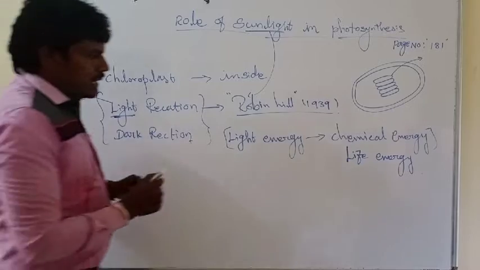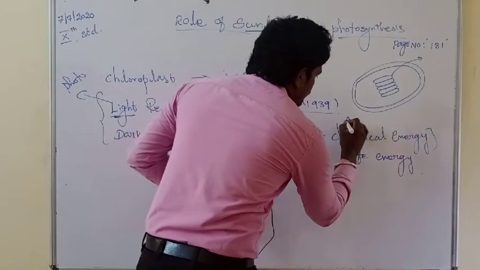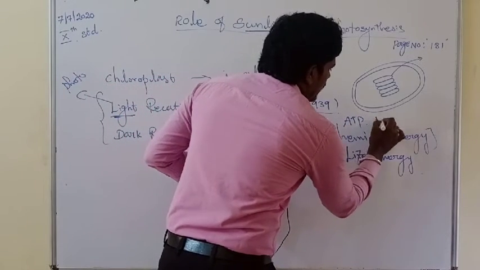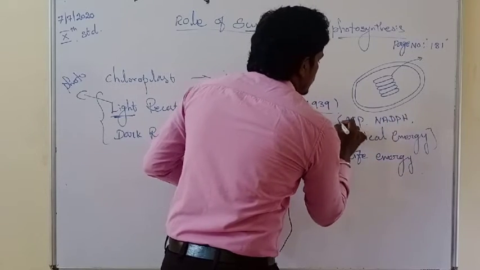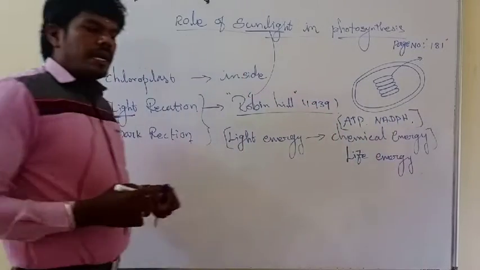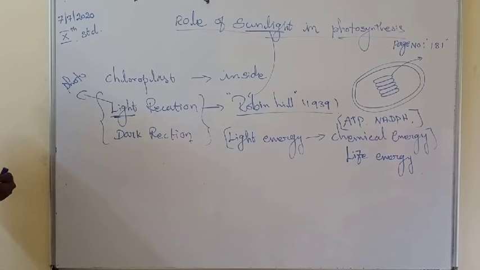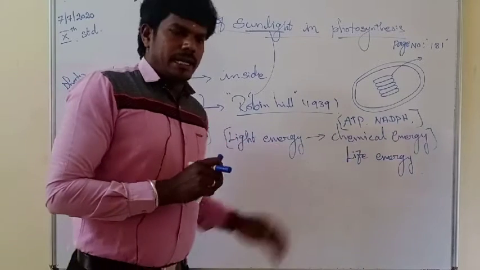The chemical energy, ATP and NADPH. This is a chemical energy. This product of the light reactions moves out from the thylakoid to the stroma of the chloroplast. So during this process, these chemical energies will be produced.